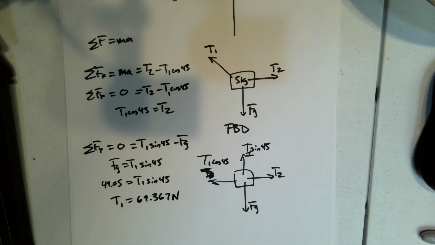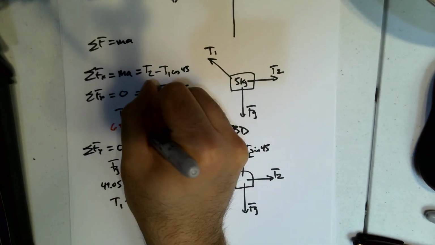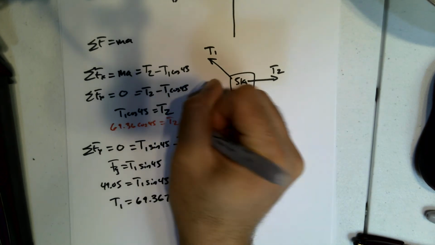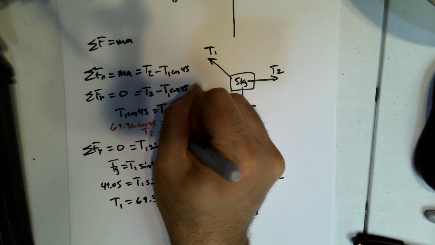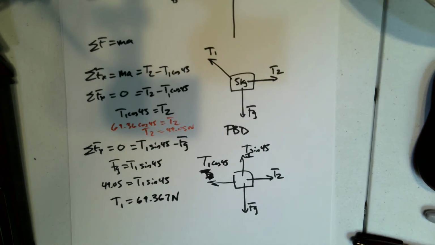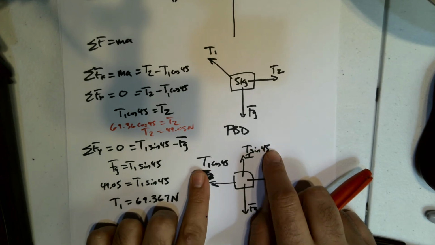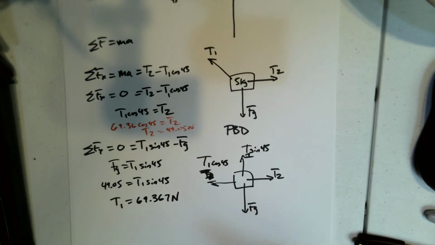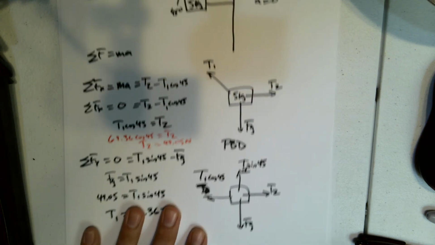And now we can get T2. We can go back to the x direction. We can put in 69.36 cosine 45, and if I multiply that by cosine 45, I get that T2 equals 49.05 newtons. So now I know my T1, now I know my T2. And if you really want to, you can put T1 sine 45 here, T1 cosine 45 here. You're going to find that they equal this and this, exactly what we calculated. So everything should make conceptual sense to us now running through this problem.